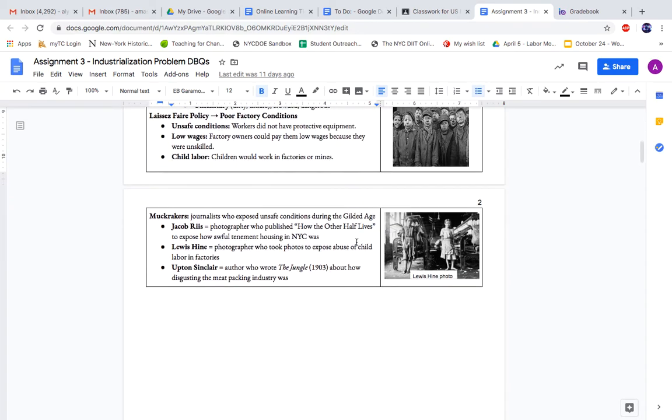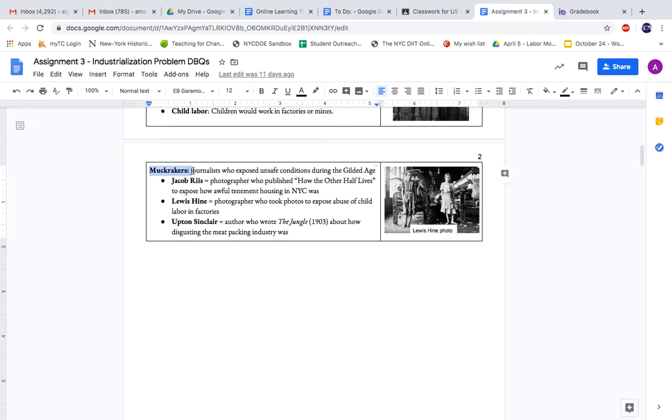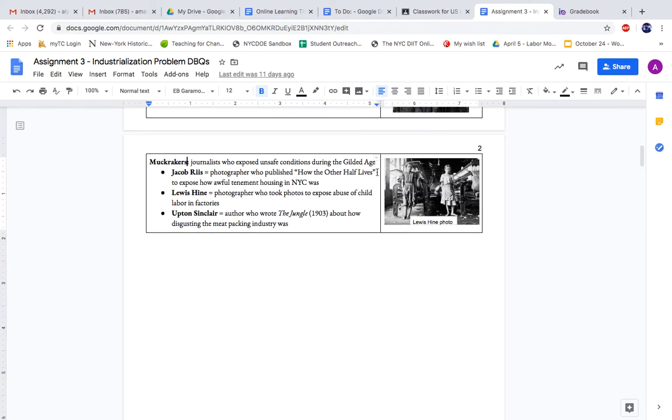So in response to this, we looked at how the muckrakers tried to expose these problems to the public. Muckrakers, remember, are journalists who, during the Gilded Age, would publish stories and photos about how awful living and working conditions were during industrialization. Three examples of muckrakers are: one, Jacob Riis. He published the book How the Other Half Lives to show how awful tenement housing in New York City was. Louis Hine, whose photo is right over here. He was a photographer who took photos to expose how bad child labor was in factories to convince people to try to stop child labor.